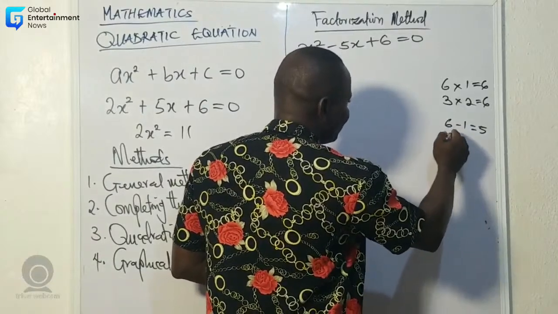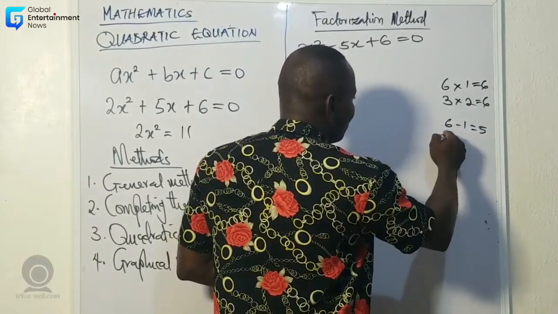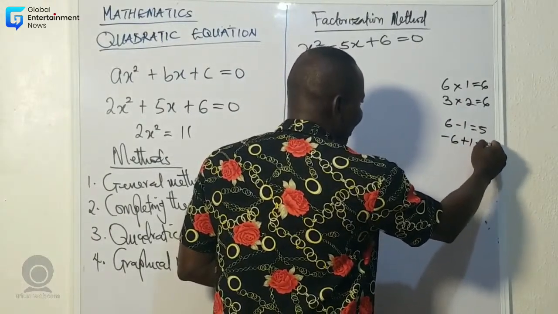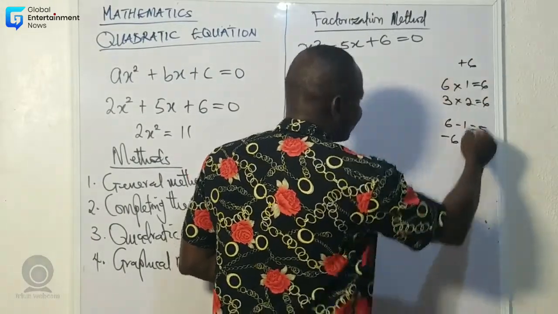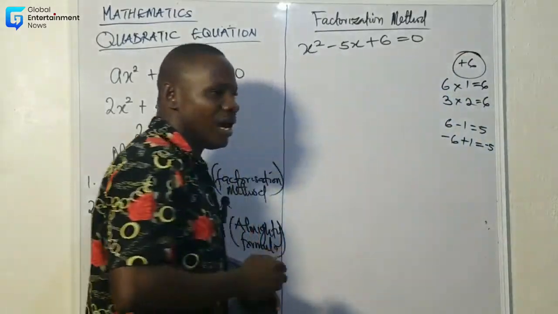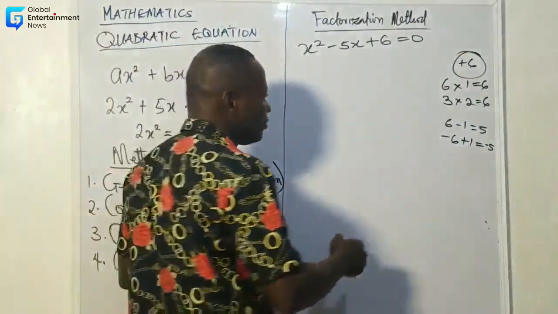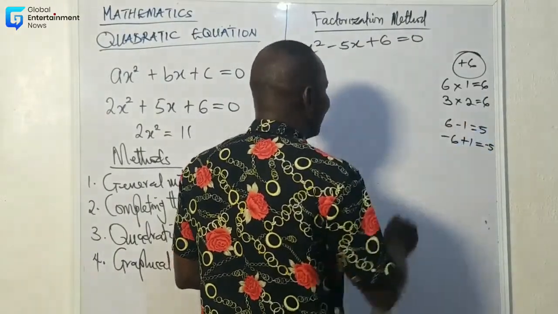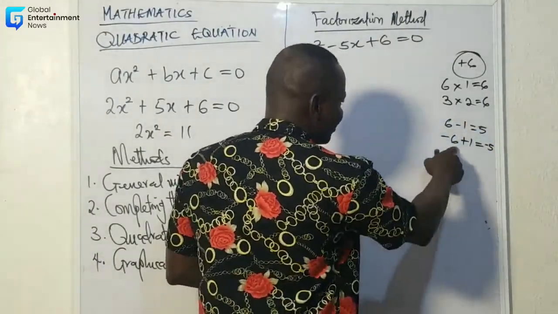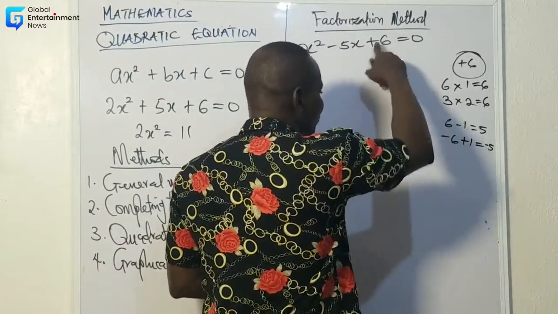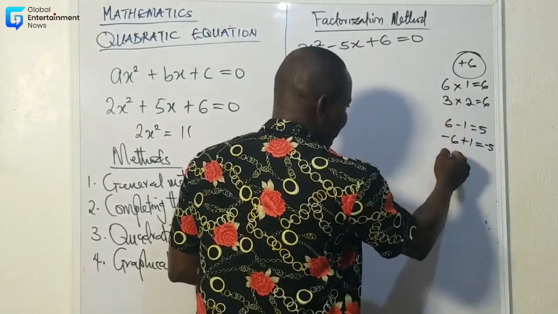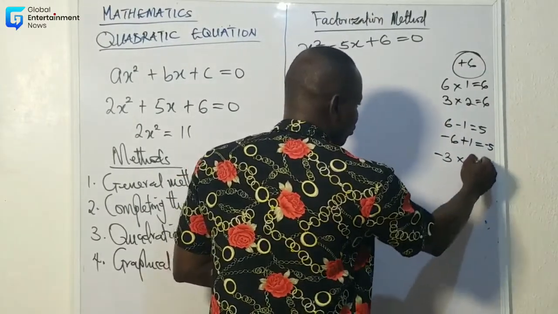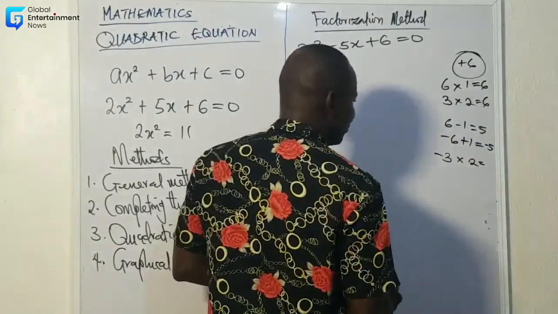If we have minus 6 plus 1, it's going to give us minus 5. But will it give us plus 6? I'm talking about the multiplication form. 6 minus 1 is 5, but what about 6 times minus 1? It will not give us plus 6. Minus 6 times plus 1 will not give us plus 6. So let's use 3 and 2. Let's say minus 3 plus 2. Minus 3 plus 2 is going to give us what?